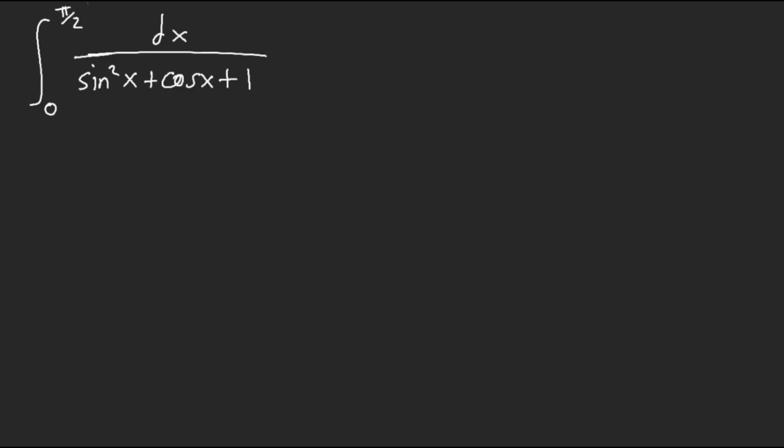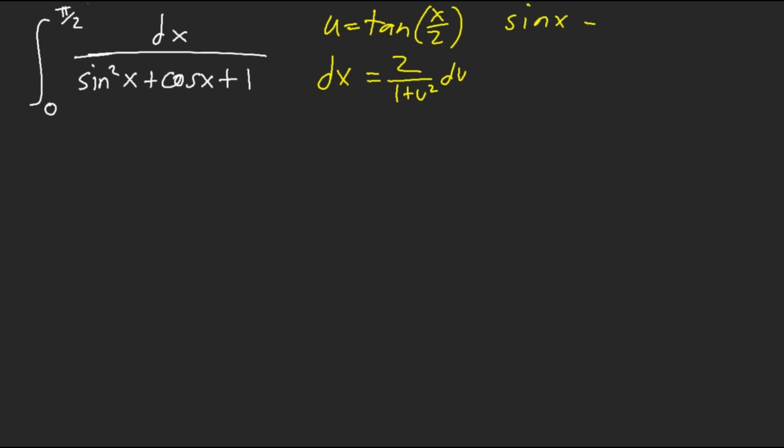Sine squared plus cosine x plus 1 at the bottom. So again, we're just going to dive in with u equals tangent of x over 2. Then our dx is equal to 2 over 1 plus u squared du, right? Our sine of x is 2u over 1 plus u squared. And our cosine is 1 minus u squared over 1 plus u squared. Okay? So now let's go ahead and dive in.